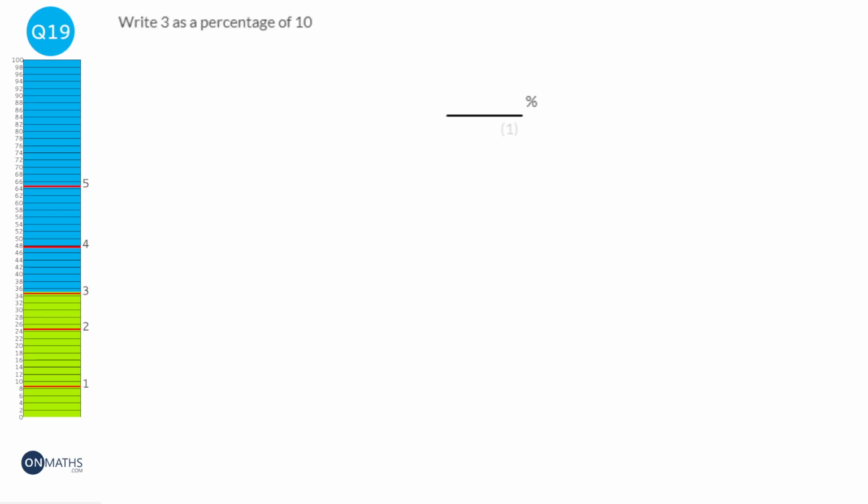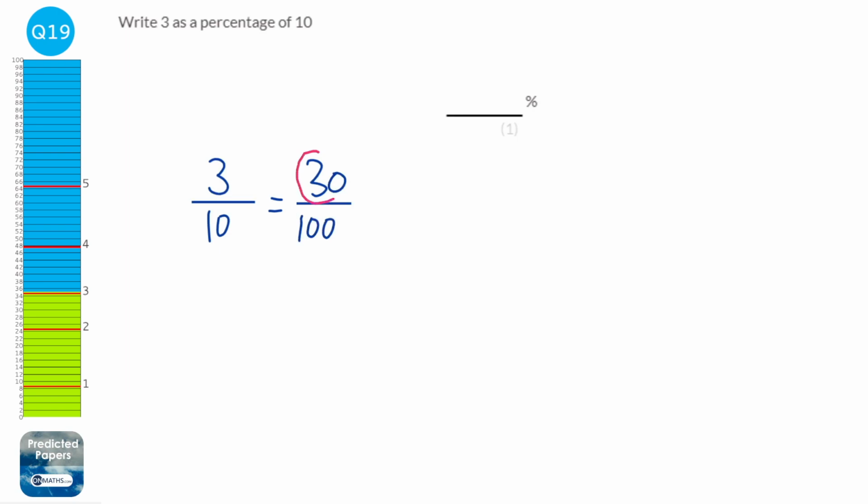So 3 as a percentage of 10, the first thing we can do is write that as a fraction, so 3 over 10. And then I can get the bottom to be 100 and the top will become the percentage. So I can times the top one here by 10, so that becomes 30 over 100. And percent means per 100. Here we've got 30 per 100 or 30%. So the answer is 30%.